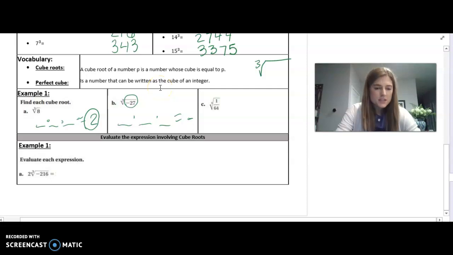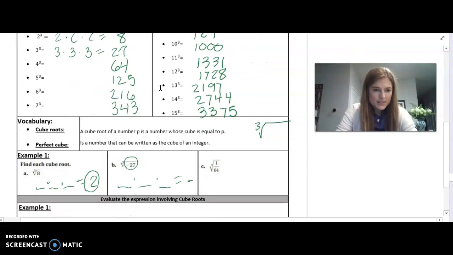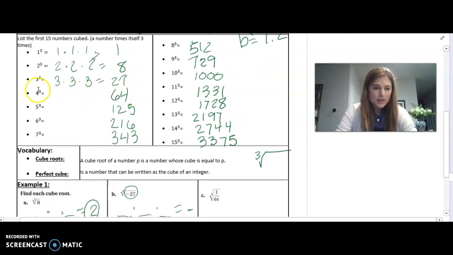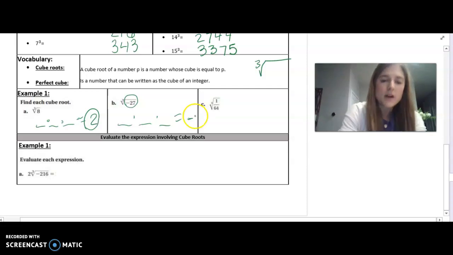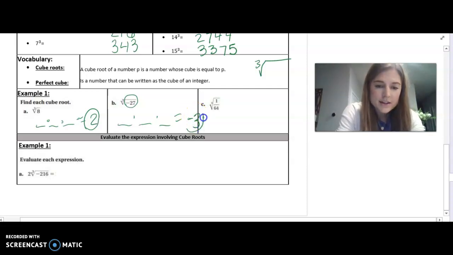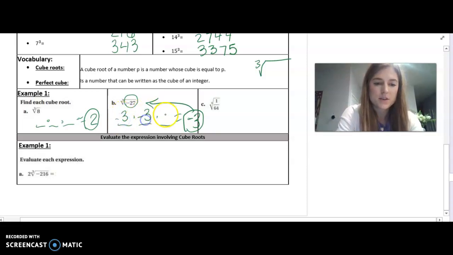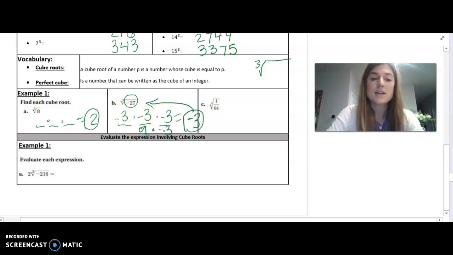So the cube root of negative 27, if I scroll up, I know that 3 cubed equals 27. So I know that my answer is going to be negative 3 because I need to make sure I get negative 27. Because negative 3 times negative 3 is positive 9, and then positive 9 times negative 3 is negative 27.